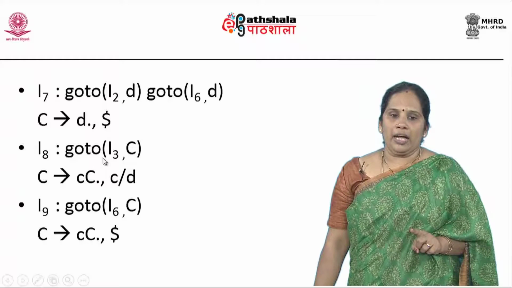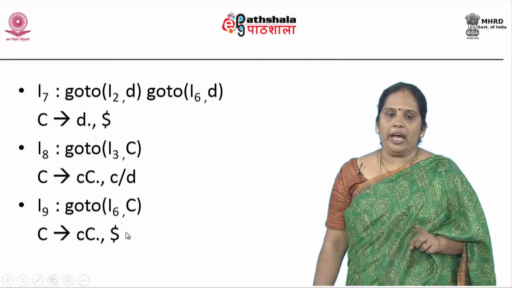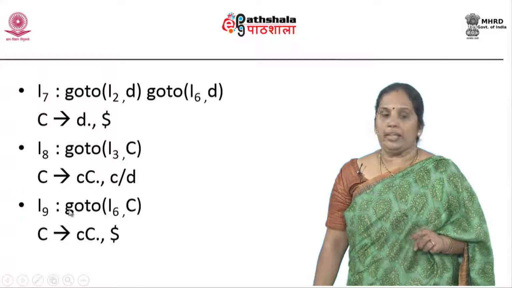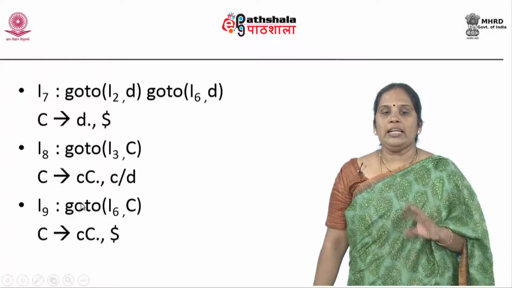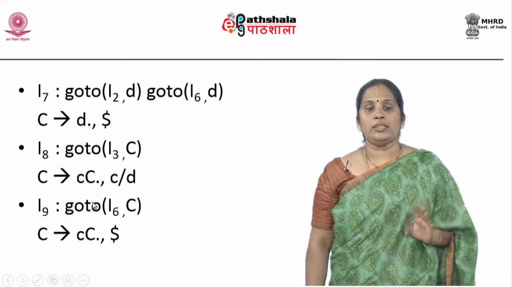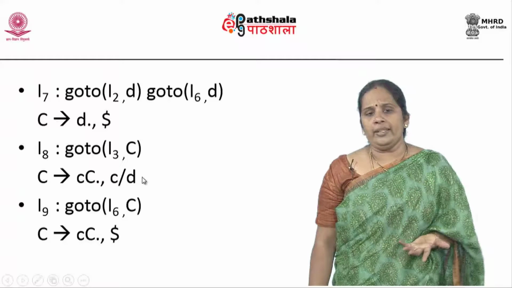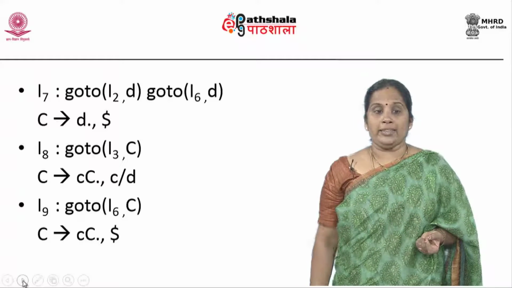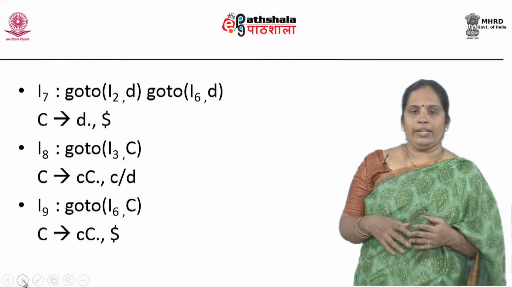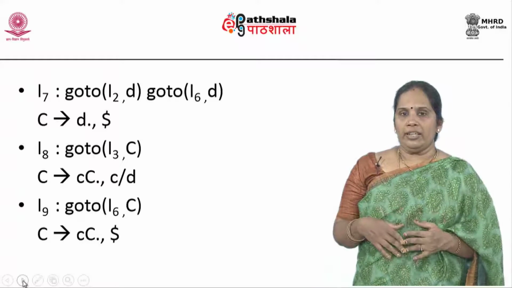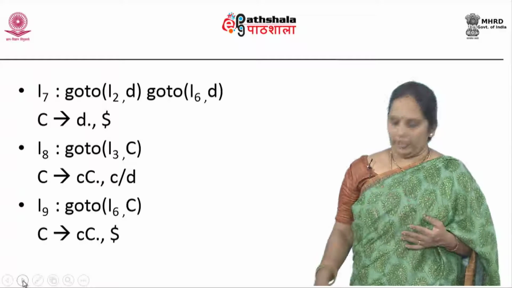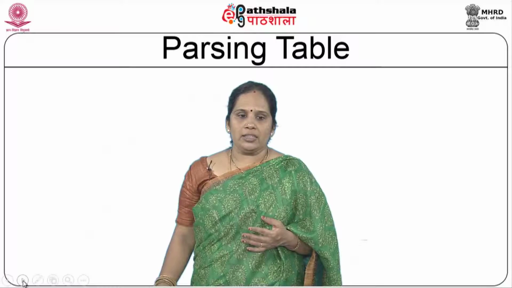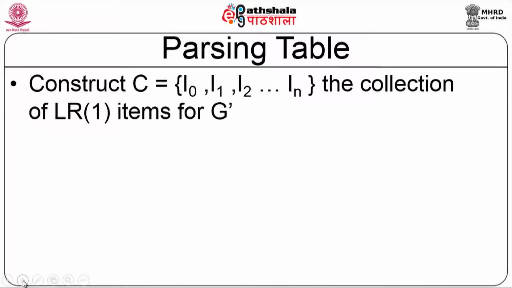I8 has a look ahead of C slash D, I9 has a look ahead of dollar. The item remains the same, but still it is considered a different item only because the look ahead is going to be different. So this is the advantage of the canonical LR parser. It results in so many items, which gives a powerful parser here. After constructing the item set, now I have to construct the parsing table.